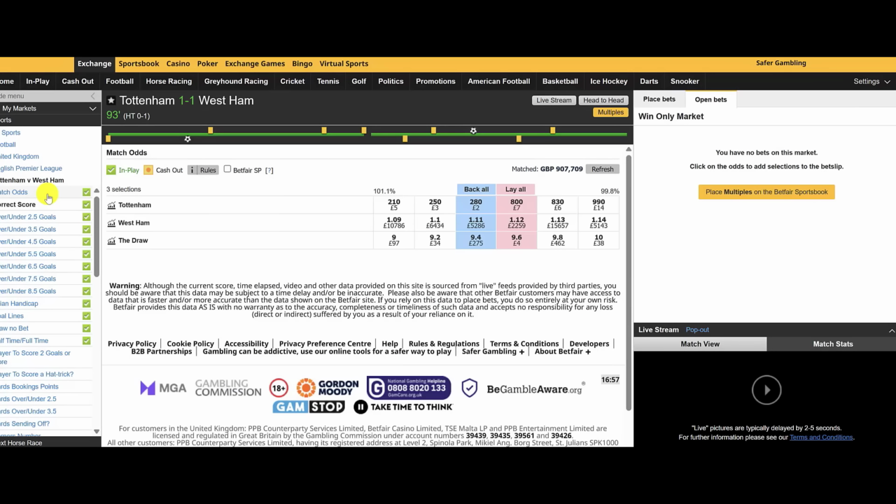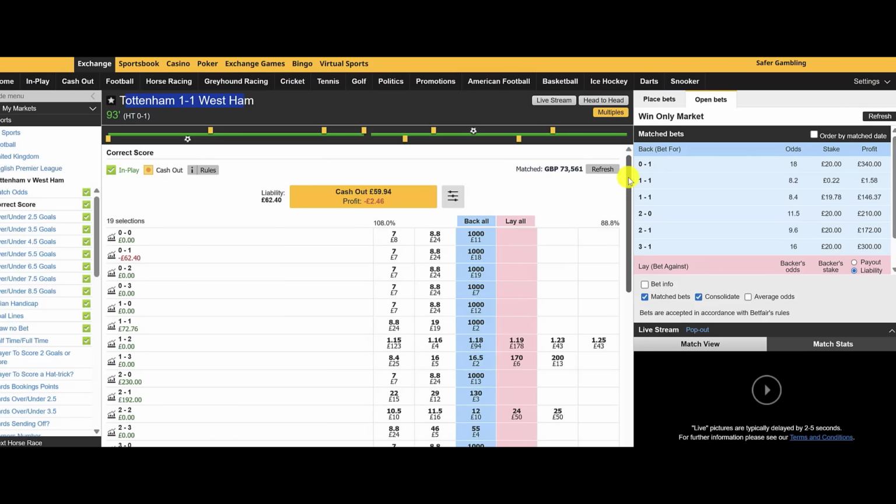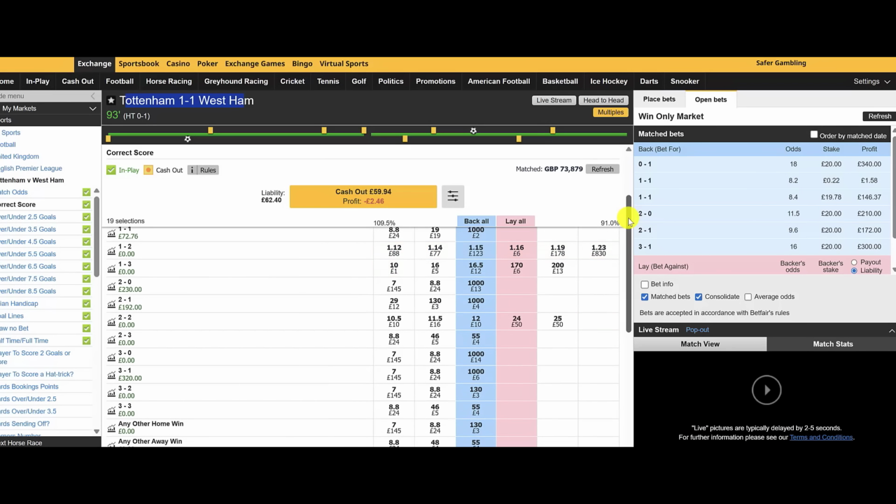It's gone to West Ham. If we just look at the match odds market, it hasn't yet updated on the Betfair interface, which is pretty typical. But this goal has gone to West Ham. It looks like they have won it very, very late. Now, that is obviously not very good news for our correct score trade.